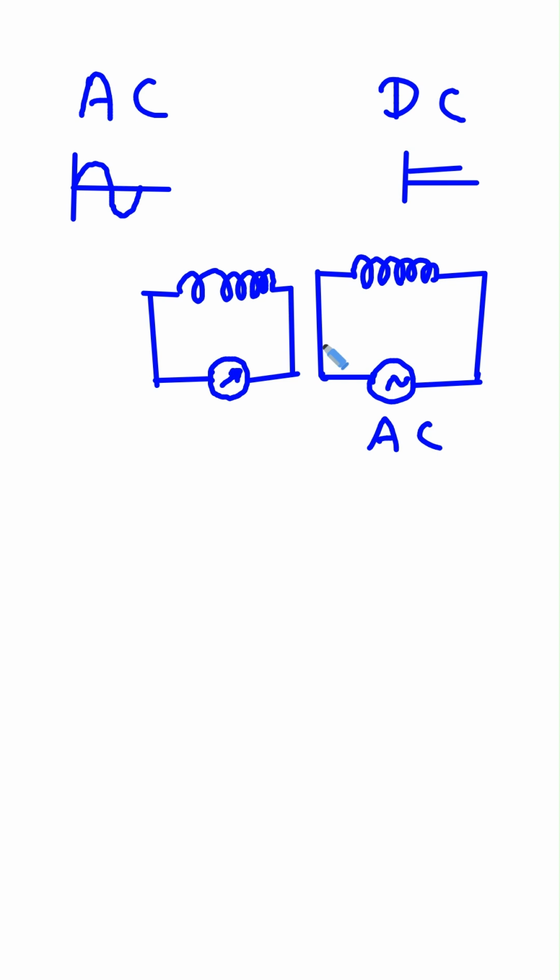So now you know why transformers are made for AC. AC changes, and because of that a changing magnetic field is produced, and because of that voltage is induced. DC is steady, so there is no change, and that's why the transformer will not work.